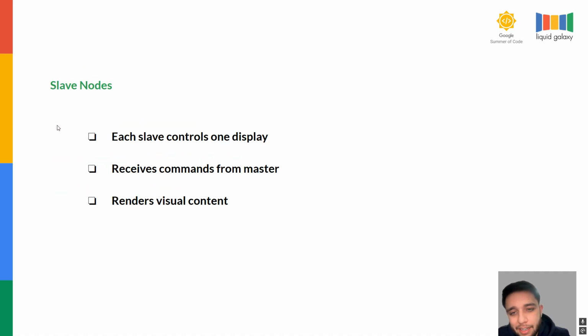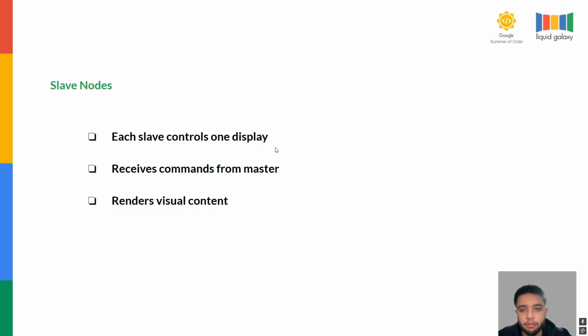Now we'll go to the next slide, slave node. In Liquid Galaxy, each slave node controls one display. This means that every screen in the setup has its own dedicated computer or system working behind it. This helps in distributing the workload and improving performance.